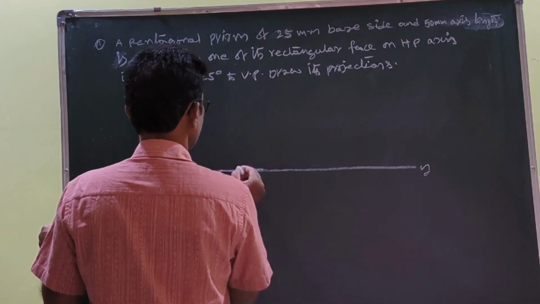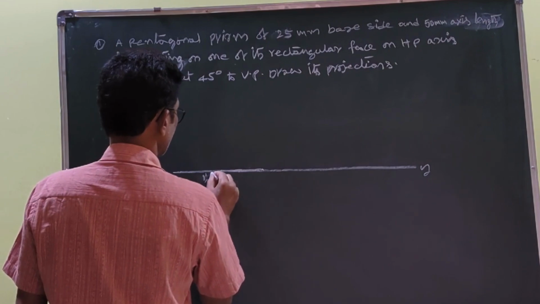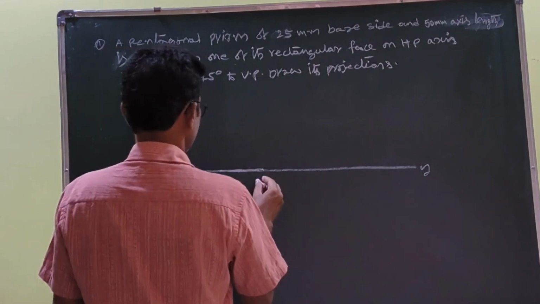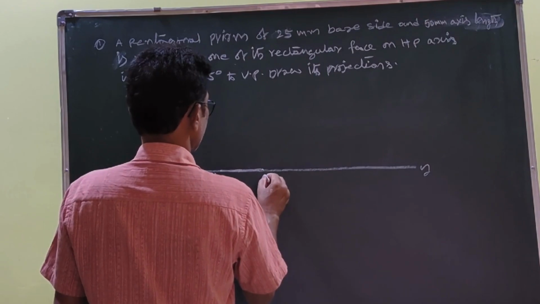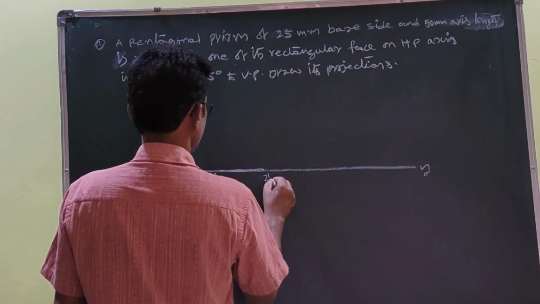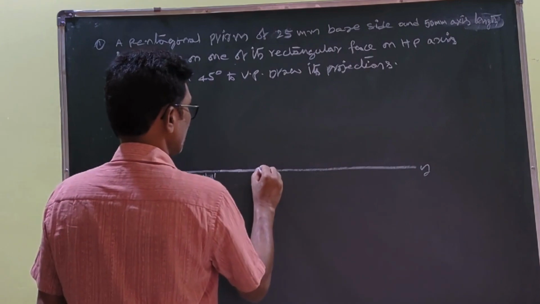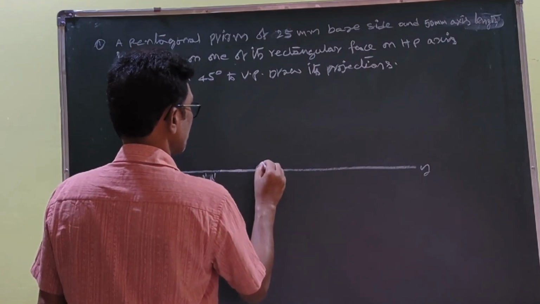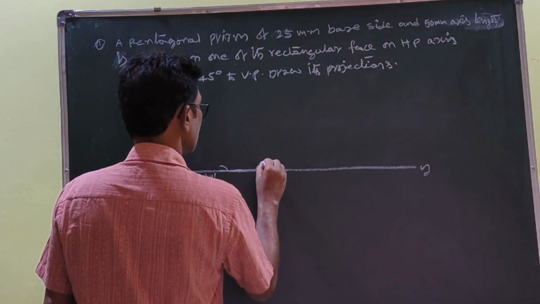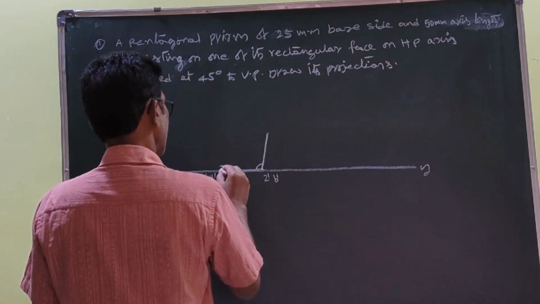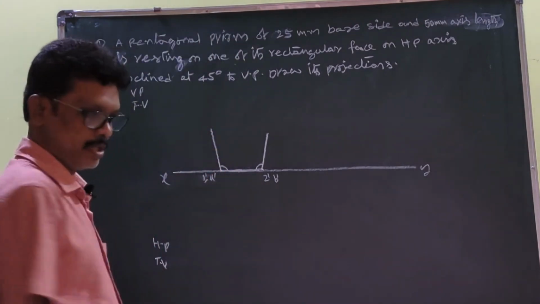On the x-axis, let us say 1 dash A dash, and 2 dash B dash. Next, for the pentagon you set up 108 degrees here, and here also you set up 108 degrees. Here you draw a line, and here also you draw a line.